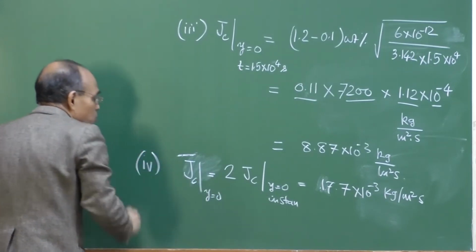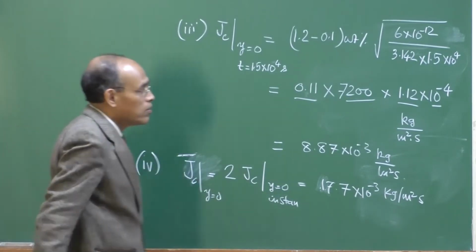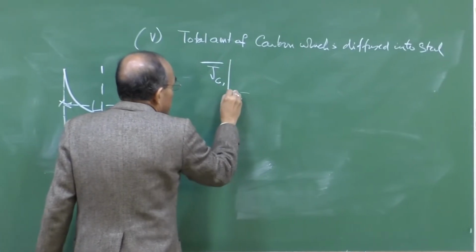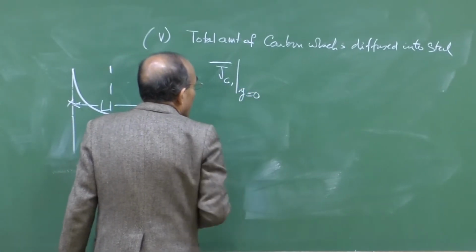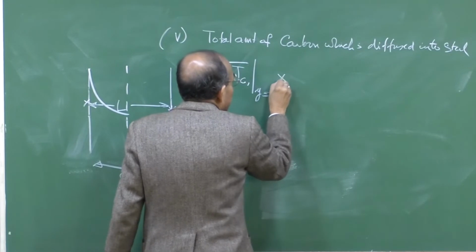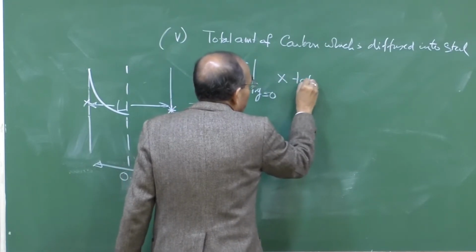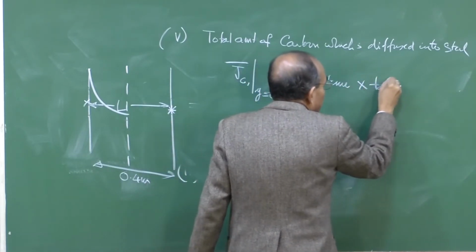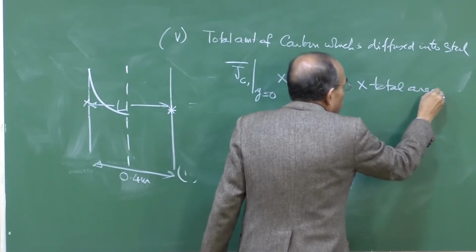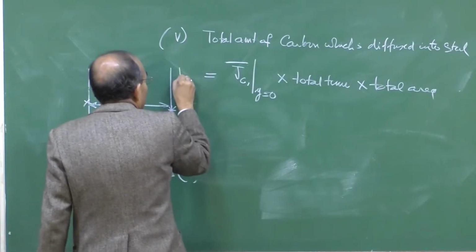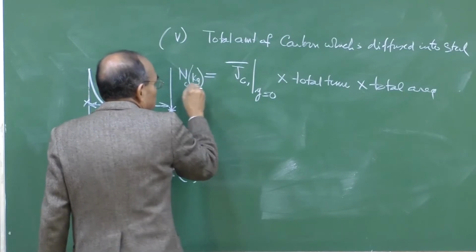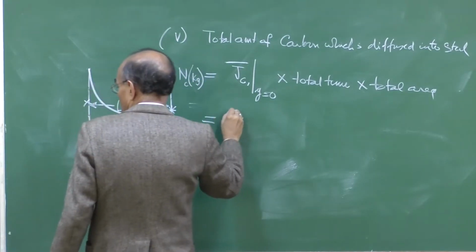That is the notation that we use, the time average flux with an overbar. Okay. So, we can take the value of Jc at y equal to 0, and then multiply it by total time and total area, and that will give you Nc in kg.